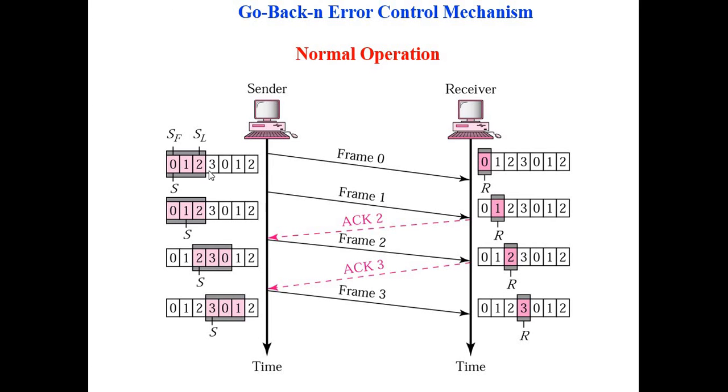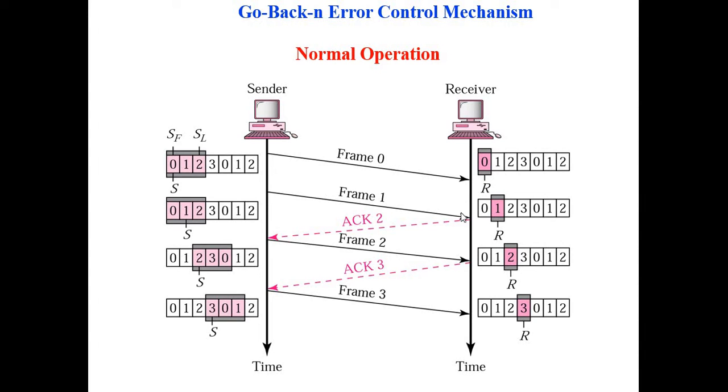So now the window size is 3. In the window, the first element is represented by SF, the last element by SL, and the frame currently being transmitted is S. So frame 0 is transmitted. In Go Back N ARQ, the receiver window size is 1 only, so the receiver is expecting one particular frame only. Here R is equal to 0. The receiver variable R points to 0. Frame 0 is transmitted and received on the receiver side.